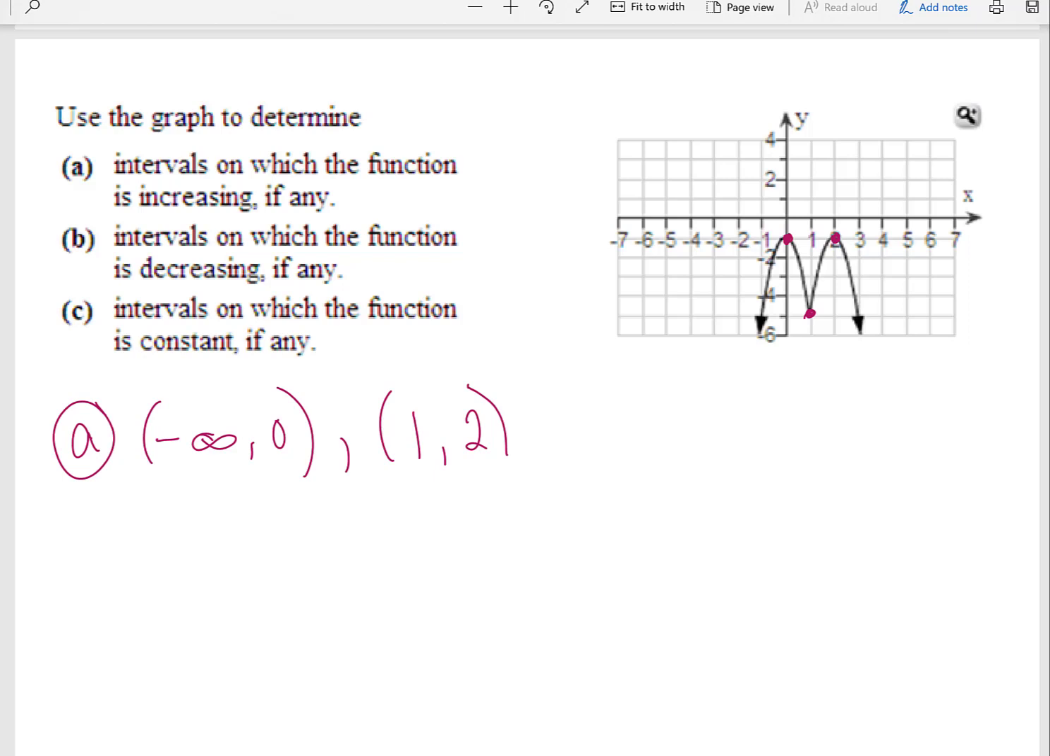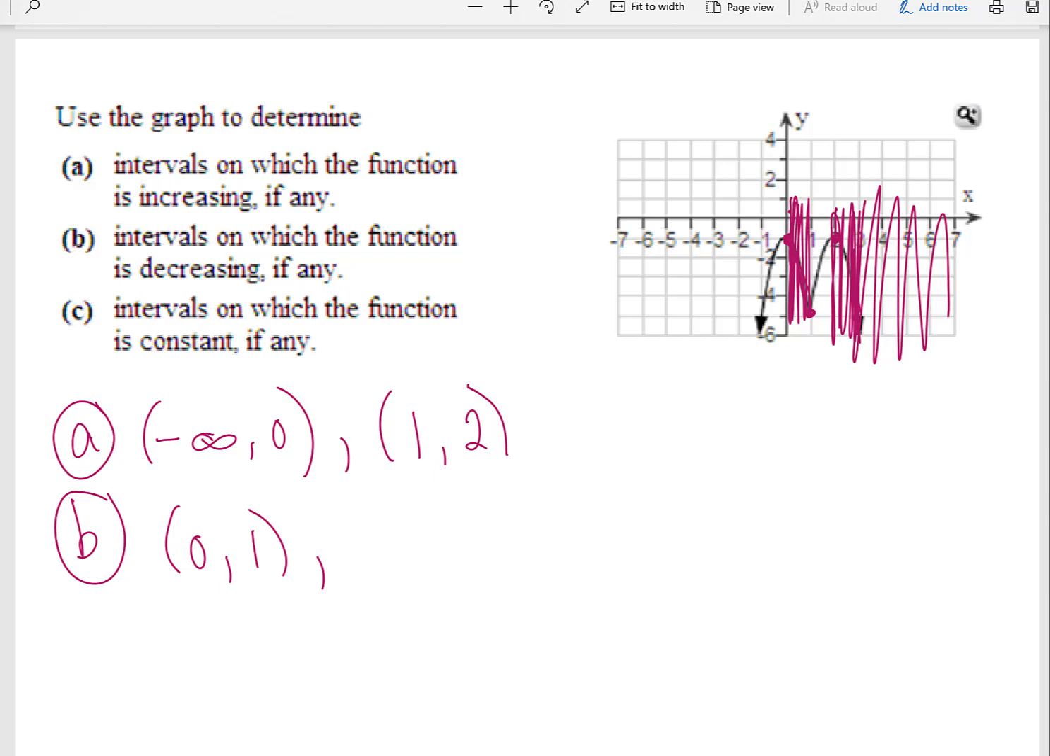Okay. All right. So B, where are my decreasing intervals? Well, from here to here. So that's from 0 to 1. And then starting at 2 all the way to infinity, right? Because even though I only see my graph there, that arrow tells me it's going to keep going and going and going. So 2 to infinity.